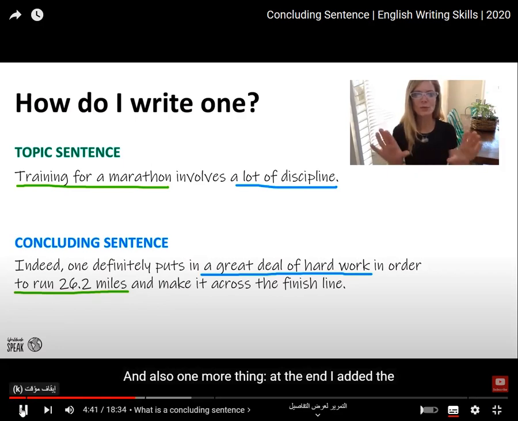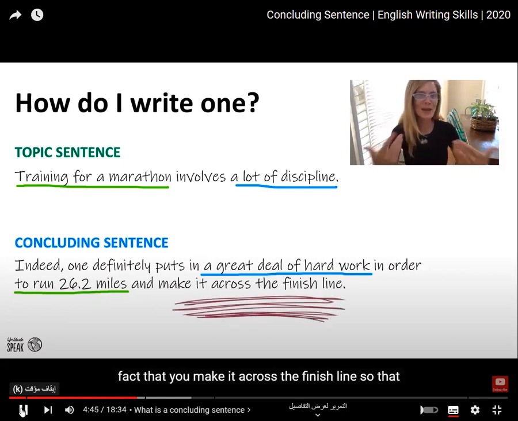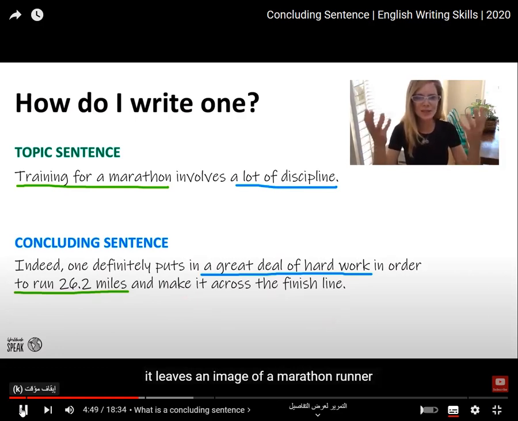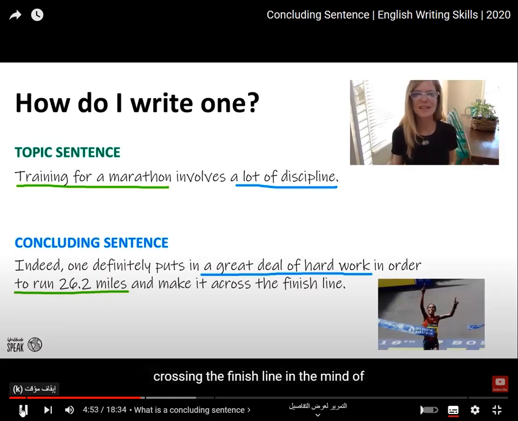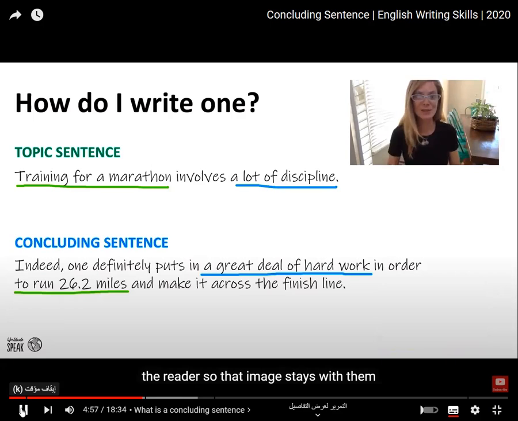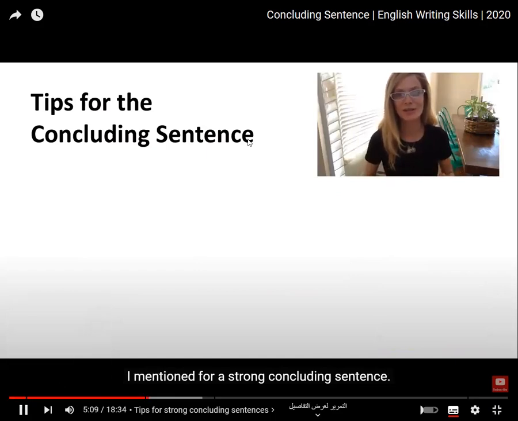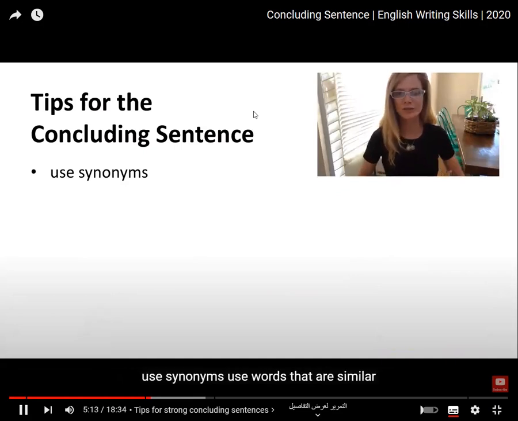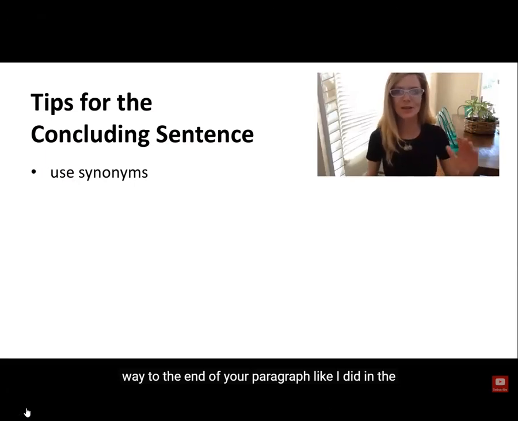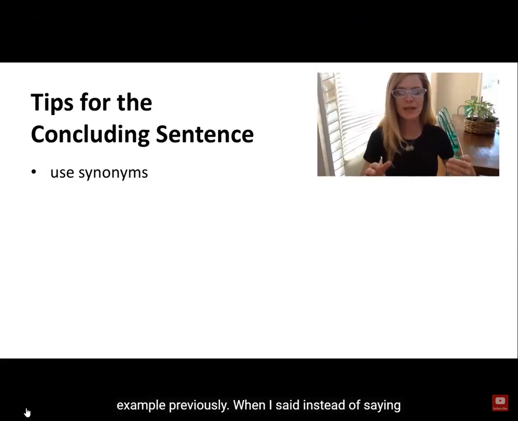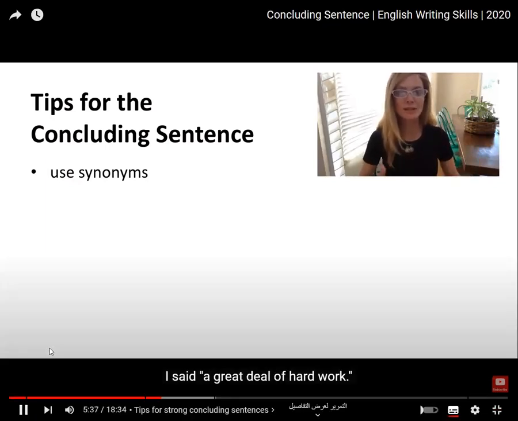نكمل. And also one more thing, at the end I added the fact that you make it across the finish line so that it leaves an image of a marathon runner crossing the finish line in the mind of the reader. So that image stays with them a little bit longer after they've read your paragraph. Okay, let's go over some of the tips I mentioned for a strong concluding sentence. First of all, use synonyms. Use words that are similar to the ones you used in your topic sentence, but not the same. You want to change the wording around so that it's still interesting all the way to the end of your paragraph, like I did in the example previously. When I said, instead of saying a lot of discipline, I said a great deal of hard work.